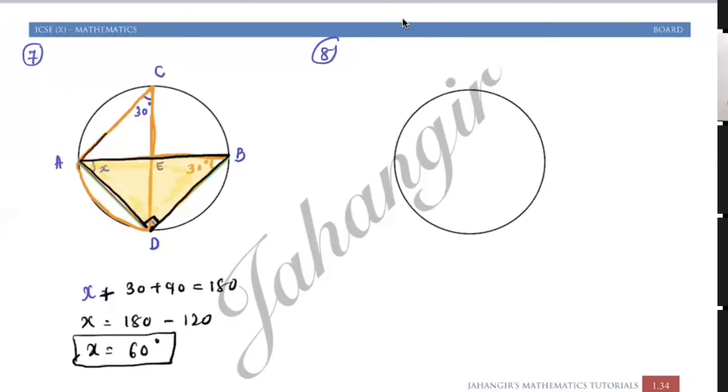Then we can say angle ACD is equal to angle ABD. Both are 30 degrees because angles in the same segment are equal. You can see it is a segment, it is in segment AD. Can you see that?